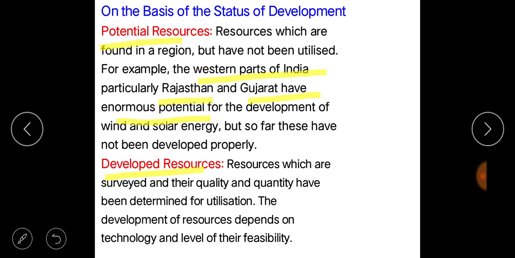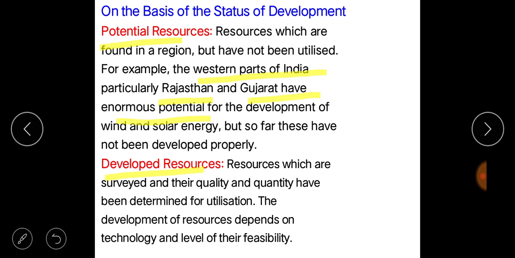Now, developed resources are those which are surveyed, and their quality and quantity have been determined for utilization. They are being used because their quality and quantity are known.